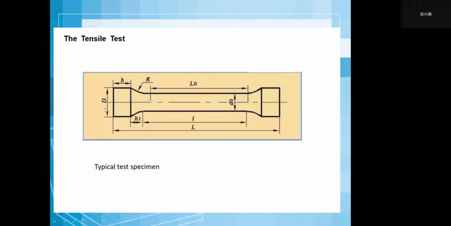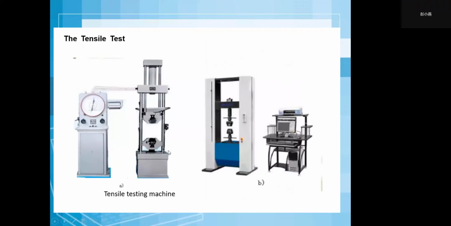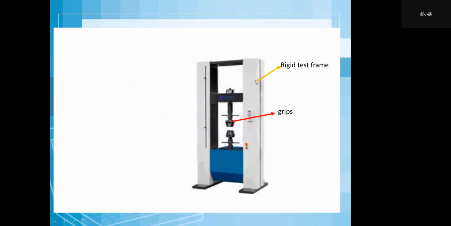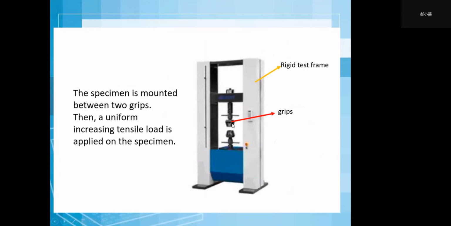This is the typical test specimen, like this. And this is the tensile testing machine. The rigid test frame, and these are the grips. The specimen is mounted between two grips. Then a uniform increasing tensile load is applied on the specimen.